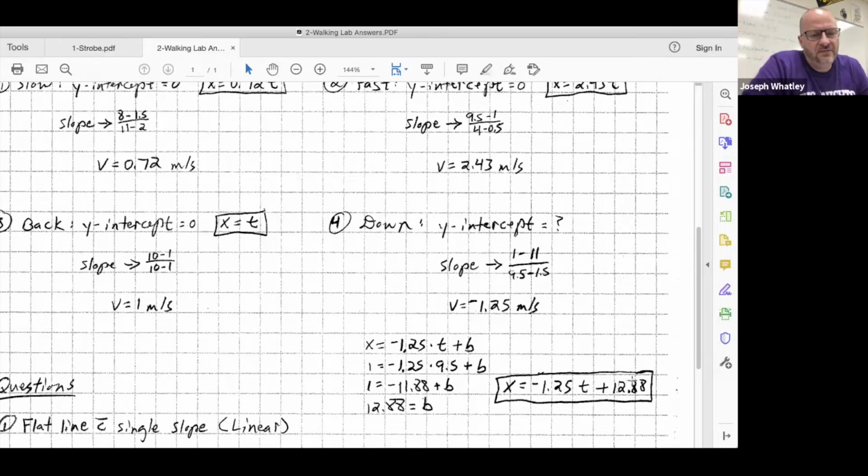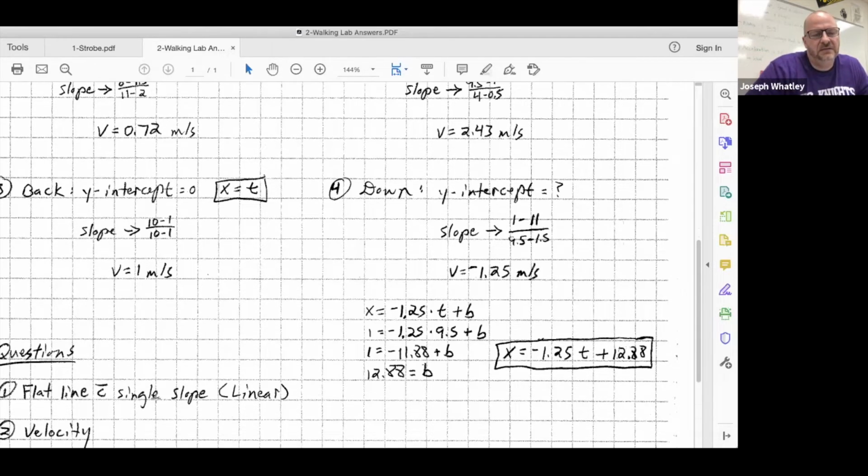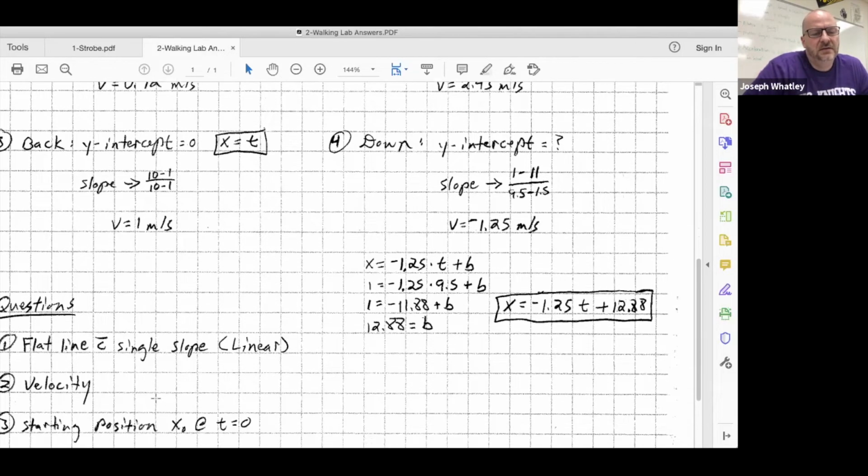So that's what I've got for number 1 there at the bottom left corner, flat line with a single slope, i.e. linear. Make sense? Sweet. What quantity corresponds to the slope of the graph? We just said that, so that's kind of a freebie. The slope of this particular graph is the velocity. What quantity corresponds to the y-intercept of the graph? Well, for 3 of the lines, it was the initial position. It's the origin, but it was the starting point for 3 of the lines. So I put starting position x naught at time equals 0.